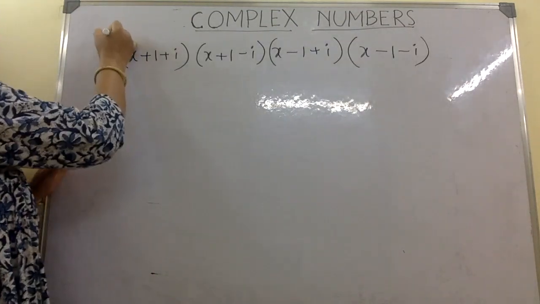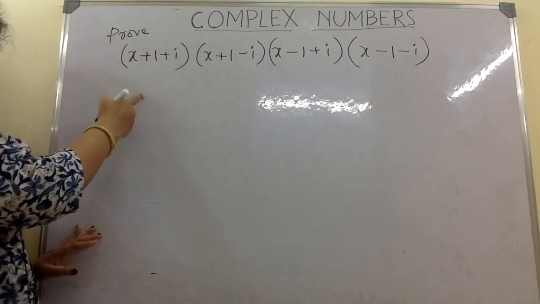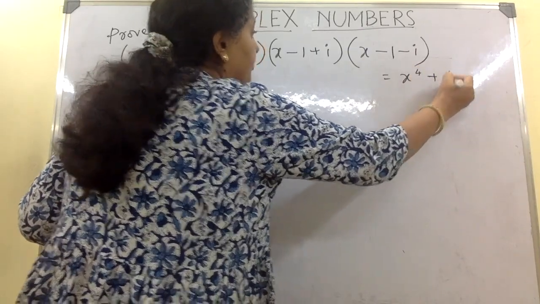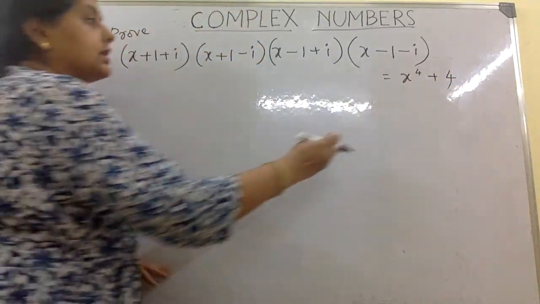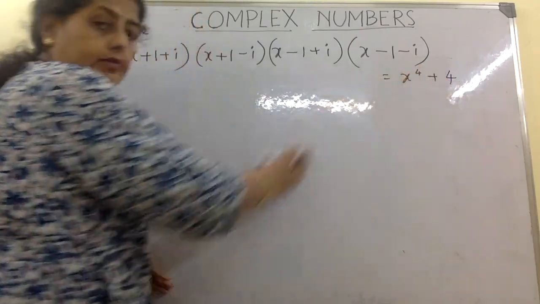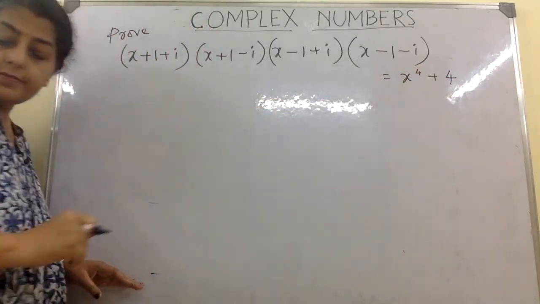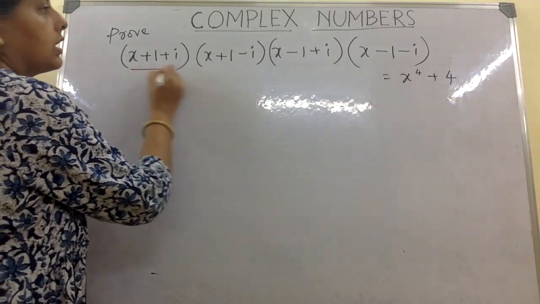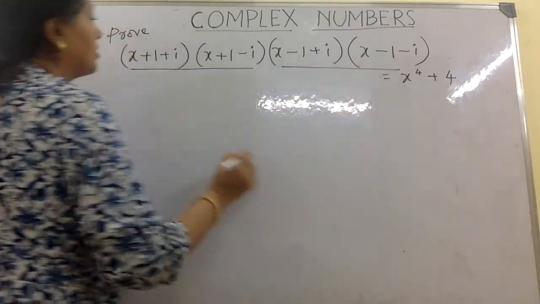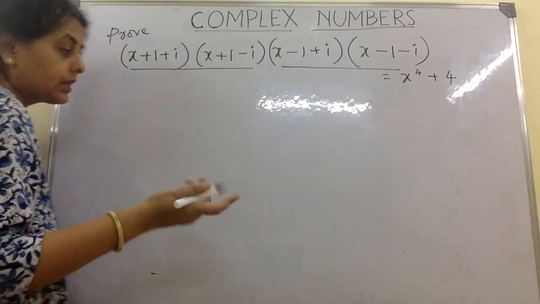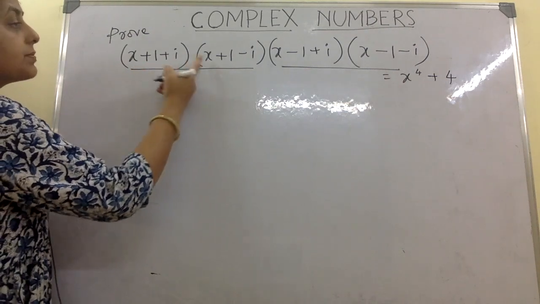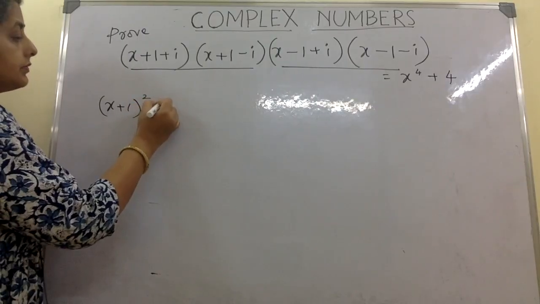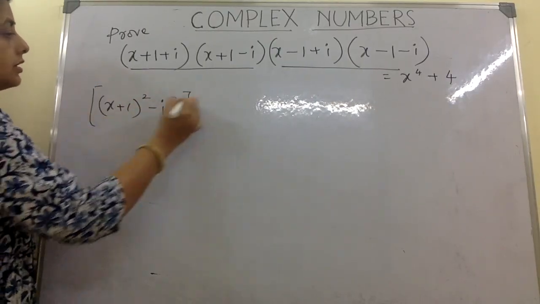Next, you have to prove that this is equal to x to the power 4 plus 4. You can see this is completely real, no imaginary number is here in this. How to do it? If you see this much and this much, you will observe something here. What do you observe? Here it is a plus b, a minus b. So I can write like this, bracket, again.